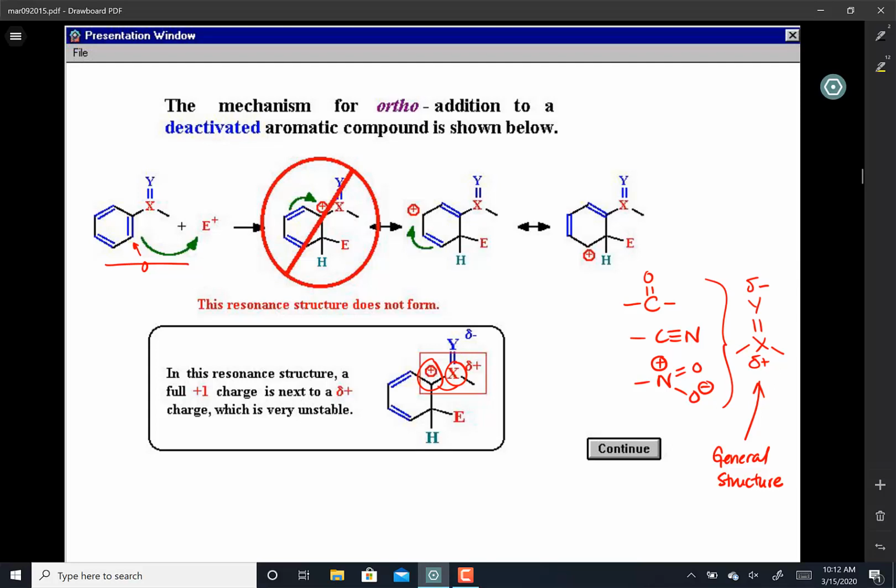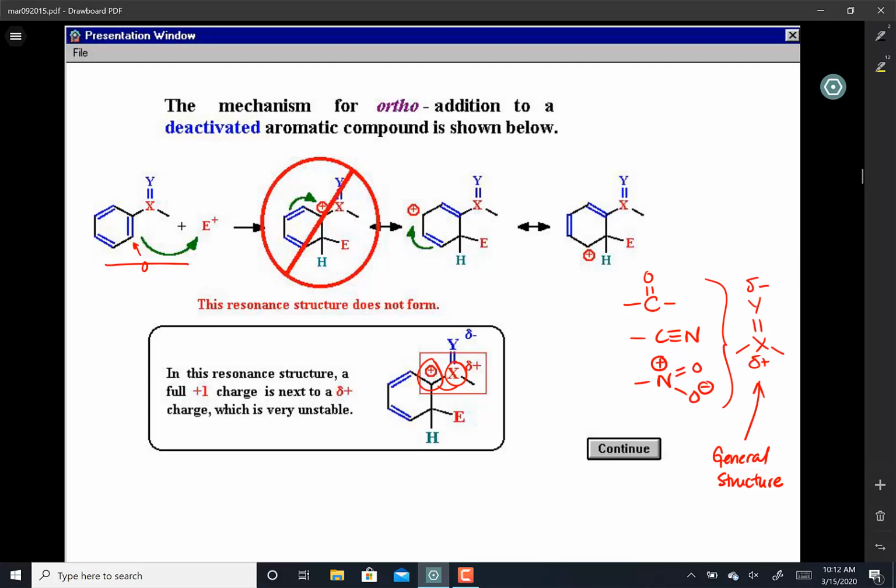So if we take a minute to just step back here and think about, okay, why did the activating groups direct ortho-para? It was because when you added ortho-para, the plus charge ended up next to the group, and that was good because you could form a resonance structure, a fourth resonance structure, to make the intermediate more stable. Or in the case of an R group, an alkyl group, you formed a tertiary carbocation which was more stable. In this case, it's exactly the opposite.